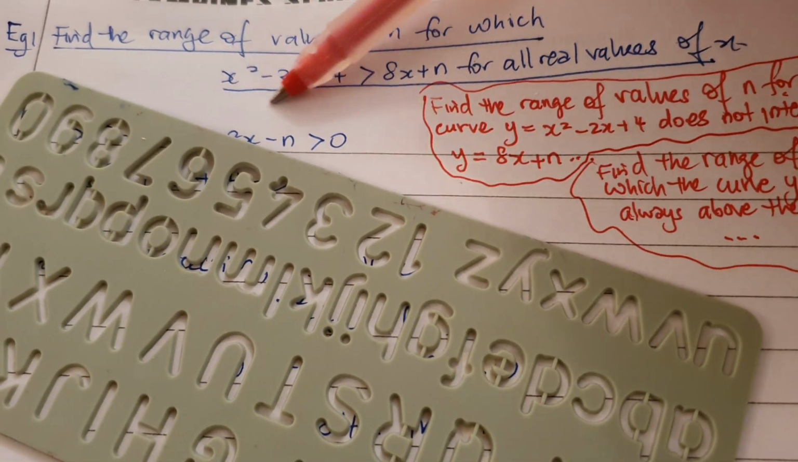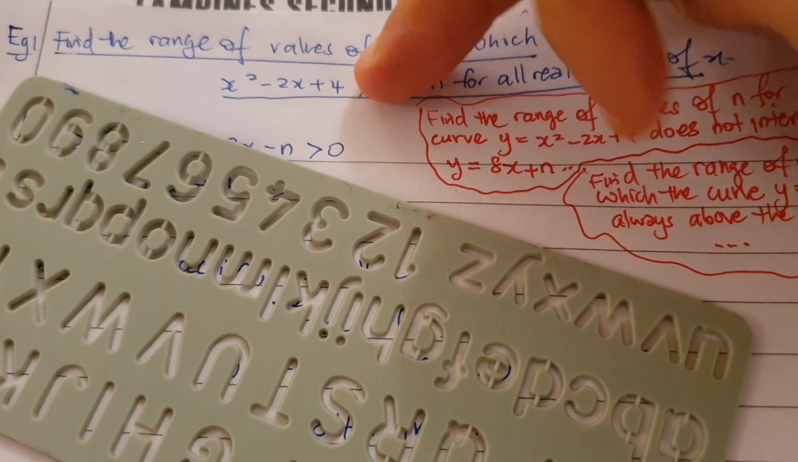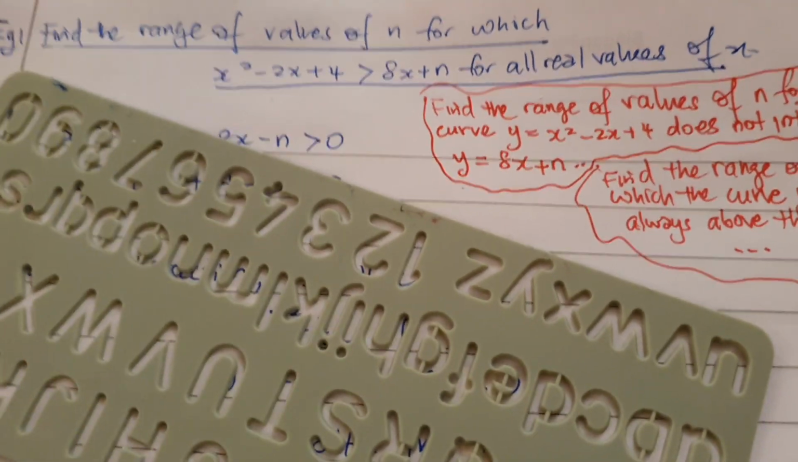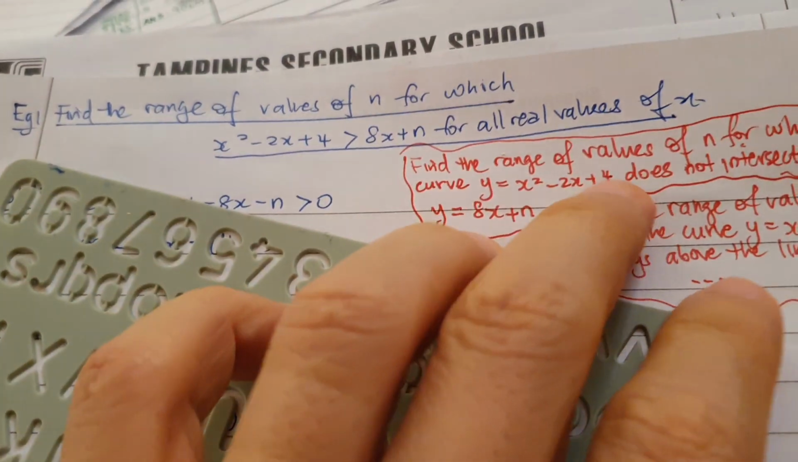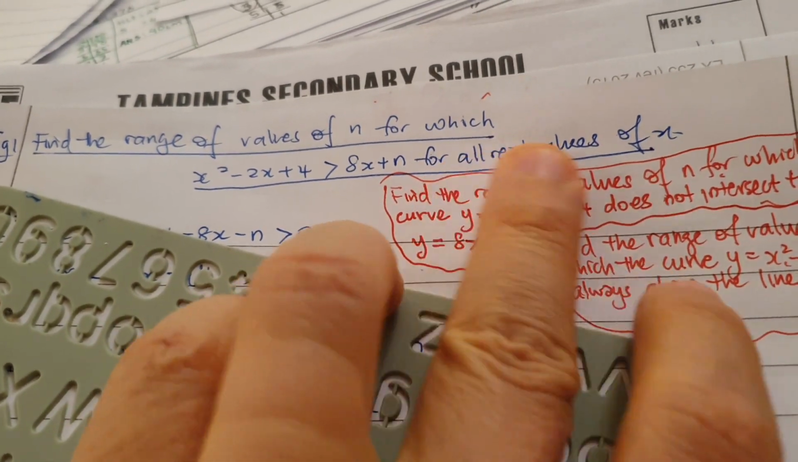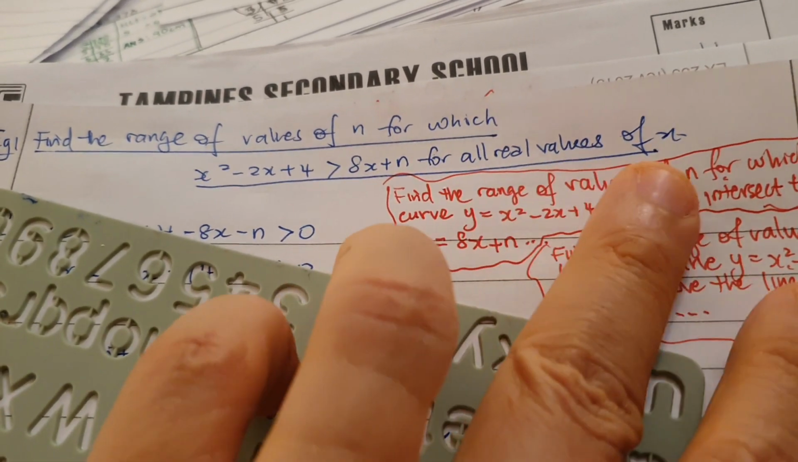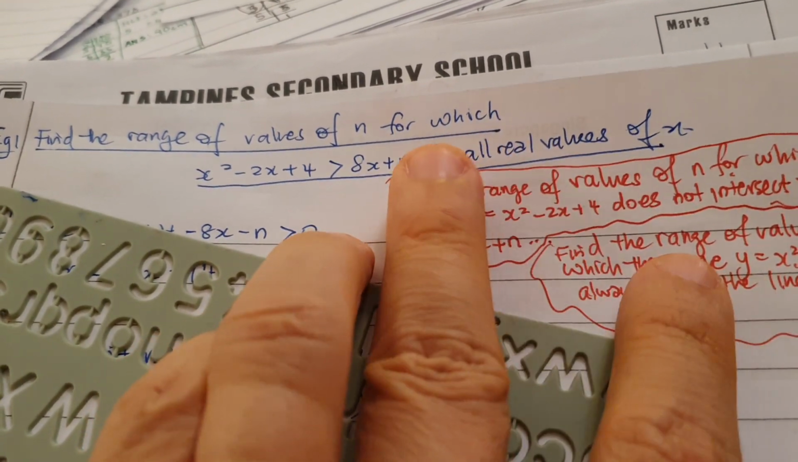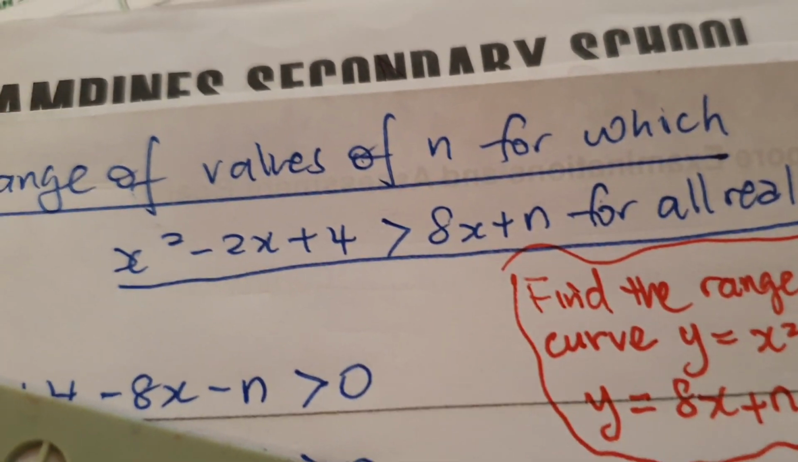They say that this x squared minus 2x plus 4 is always greater than this 8x plus n. Now I've explained in class before that for all real values of x, you can ignore this statement. It sounds very scary, but it just means that we are dealing with real numbers, not complex numbers. So you can ignore this so that it's not so scary. So basically you just need to focus on this.